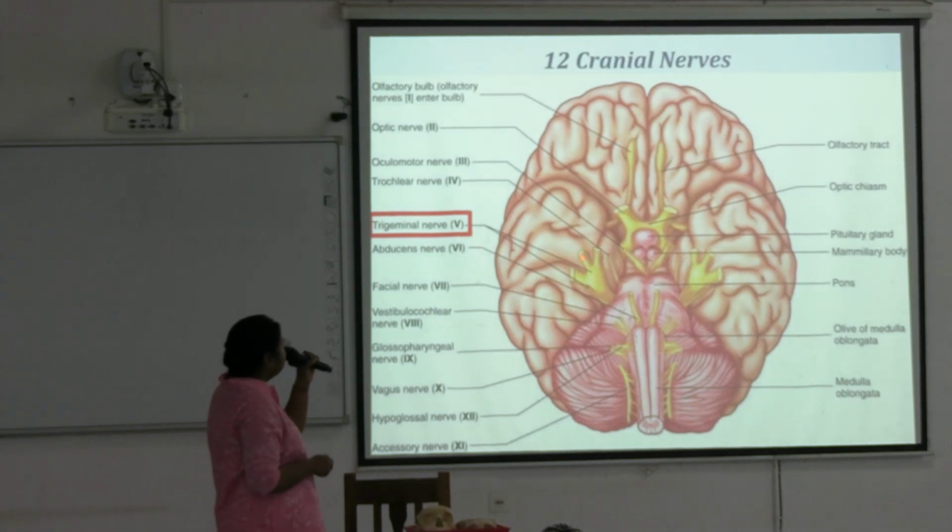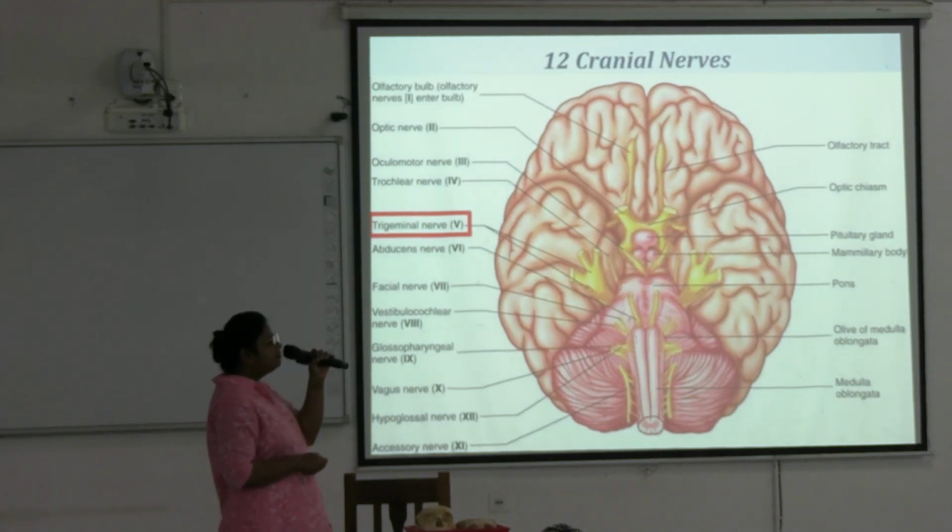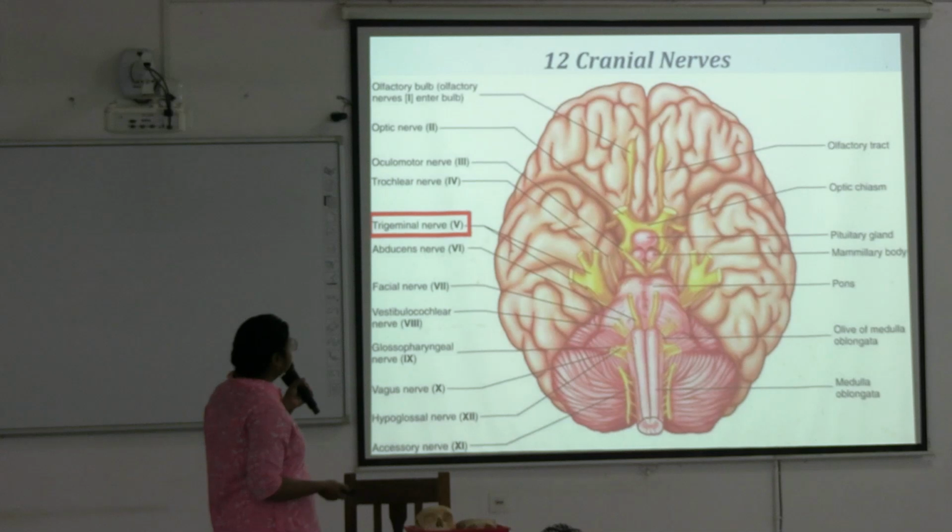So we will discuss this fifth nerve, which is coming out from the pons.